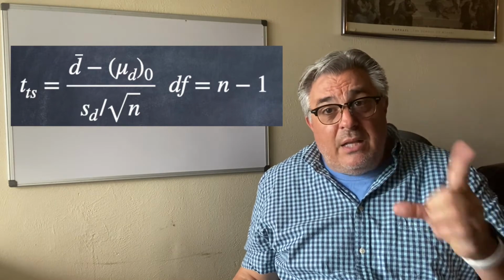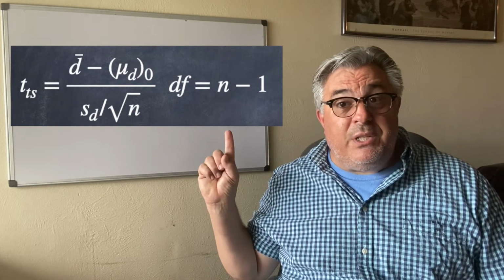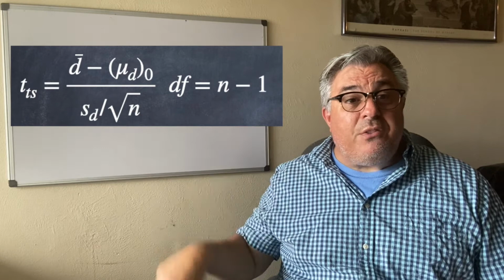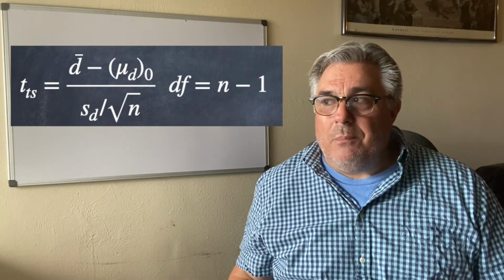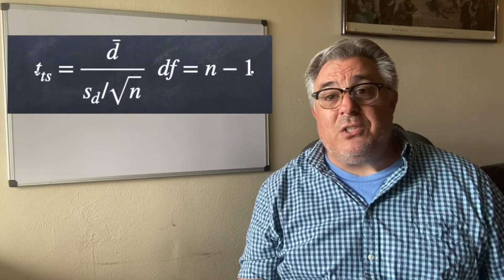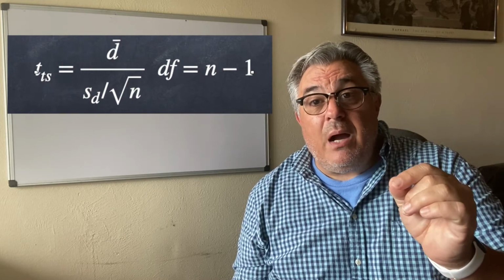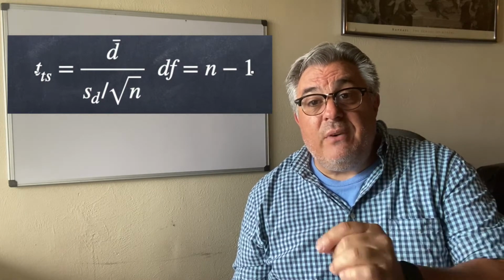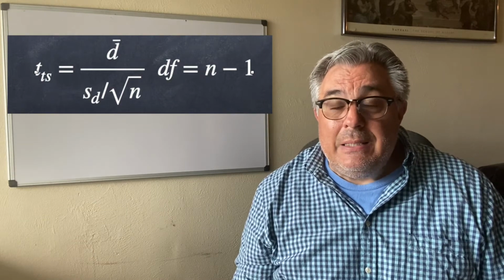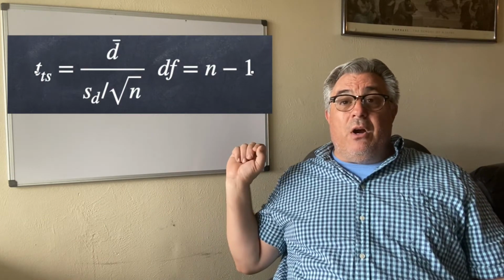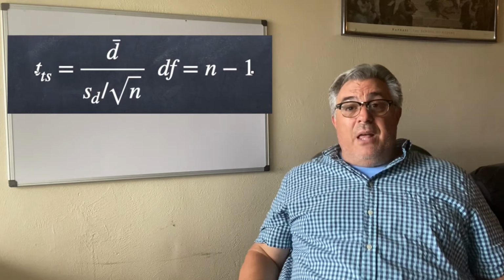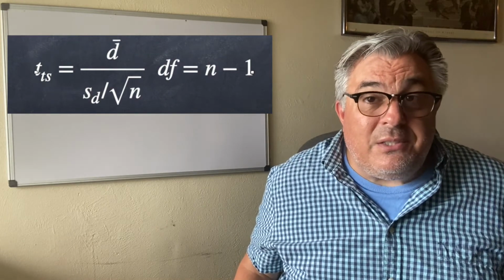But let's recall that mu sub d under the null hypothesis is equal to 0. So we can get rid of that, and now our t-test statistic is d bar divided by s sub d divided by root n. This becomes our new test statistic, and the degrees of freedom is n minus 1. So that's what everything boils down to.